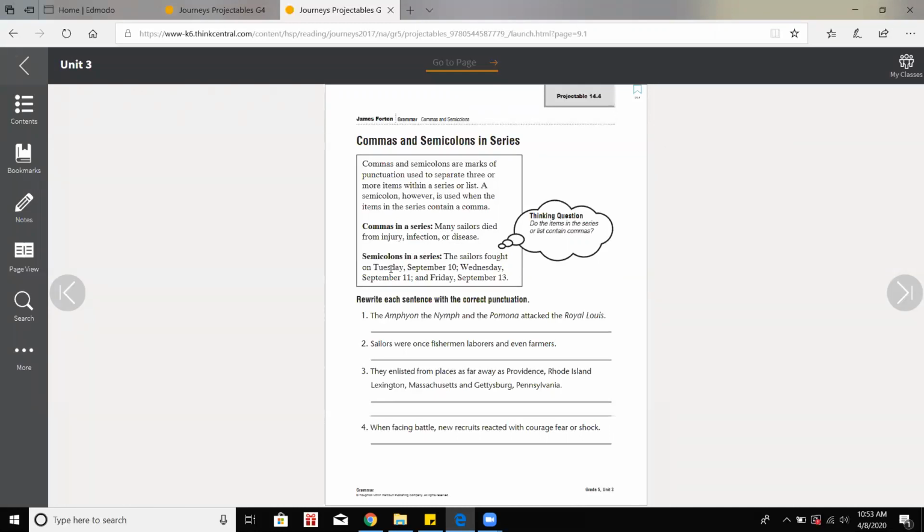What about semicolons? When do we use them? You have an example right here. The sailors fought on Tuesday, comma, September 10, and then you have a semicolon separating that date from another: Wednesday, comma, September 11, another semicolon, and Friday, comma, September 13.